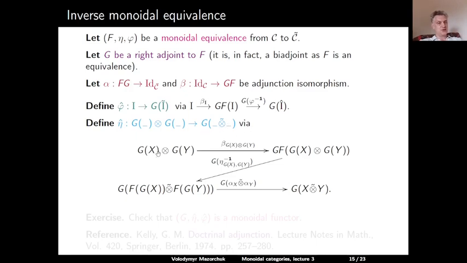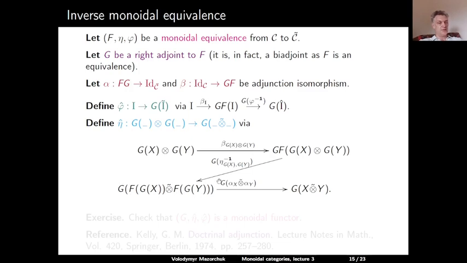So we start from G of x tensor G of y. So we can apply beta and go to G f applied to this composition, G of x tensor G of y. Since f is a monoidal functor, we can apply G of the corresponding eta inverse, and we end up at G of f of G of x tensor with f of G of y.